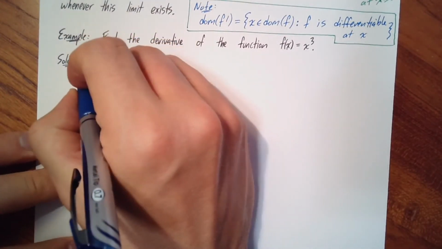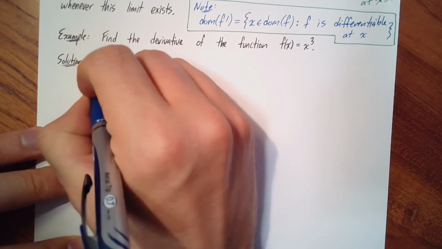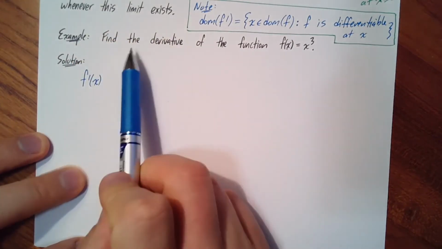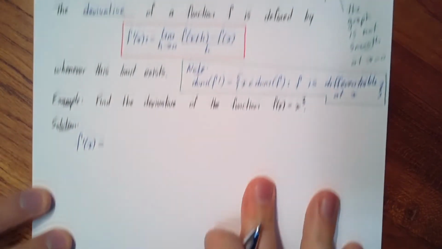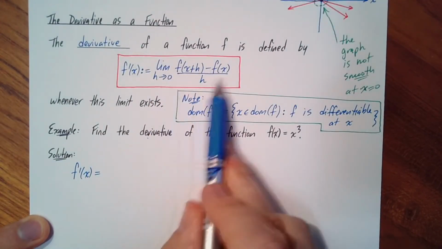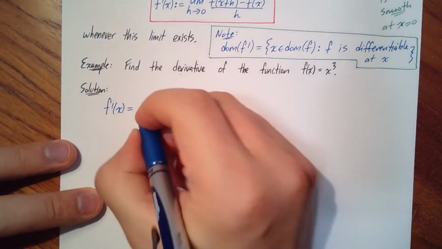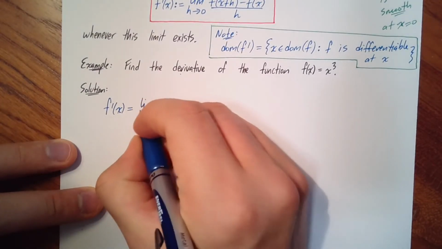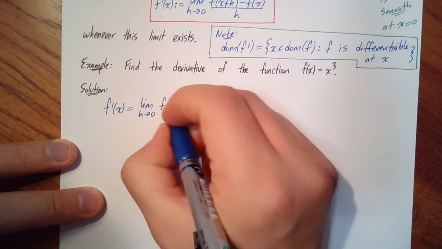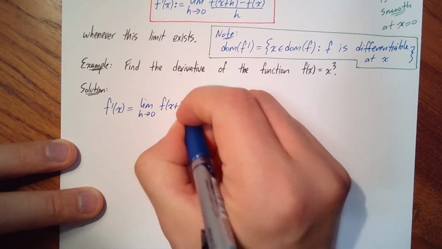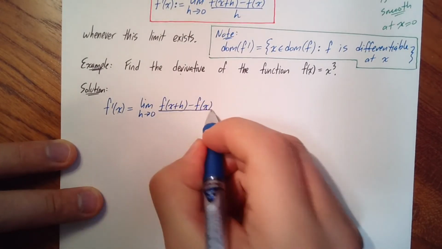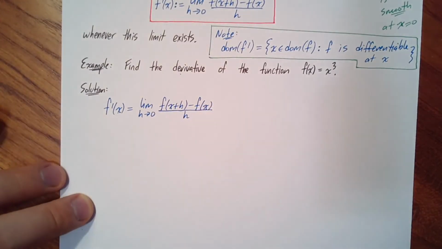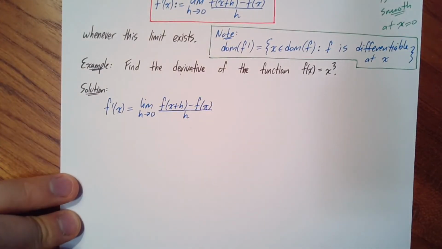So we're going to start by just computing f prime of x, because that's what it means to find the derivative of this function. Okay, so we'll use the definition in this formula. This is what we're going to use. So we're going to have the limit as h goes to 0 of f of x plus h minus f of x all over h. Okay, so that's our first step.